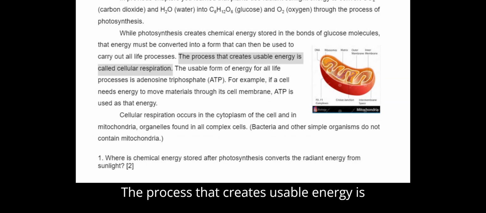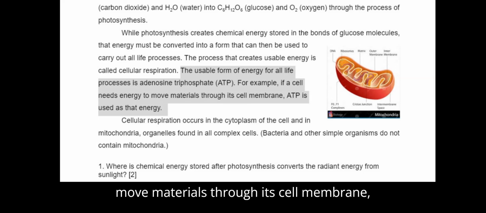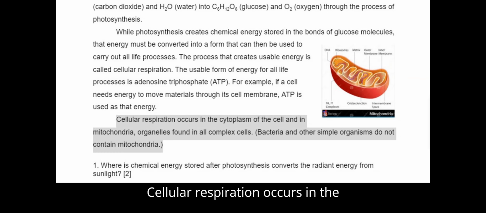The process that creates usable energy is called cellular respiration. The usable form of energy for all life processes is adenosine triphosphate, ATP. For example, if a cell needs energy to move materials through its cell membrane, ATP is used as that energy. Cellular respiration occurs in the cytoplasm of the cell and in mitochondria, organelles found in all complex cells. Bacteria and other simple organisms do not contain mitochondria.